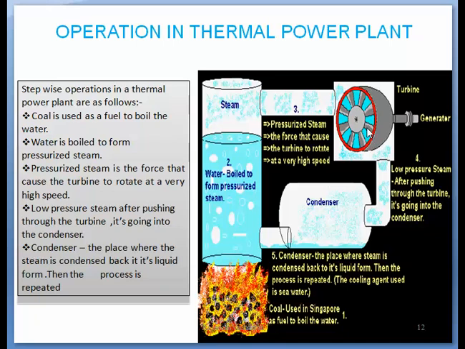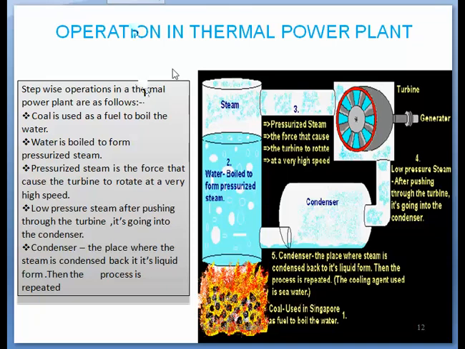So this low pressure steam coming out from the turbine is sent to the condenser, and condenser is a place where the steam is converted and brought back to the liquid form, and again this process is repeated.